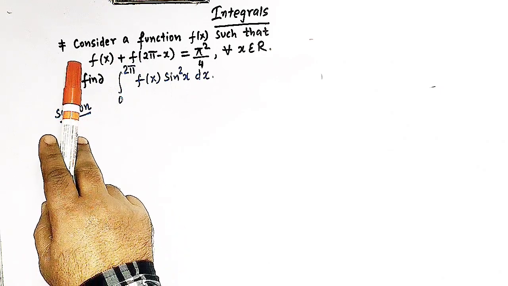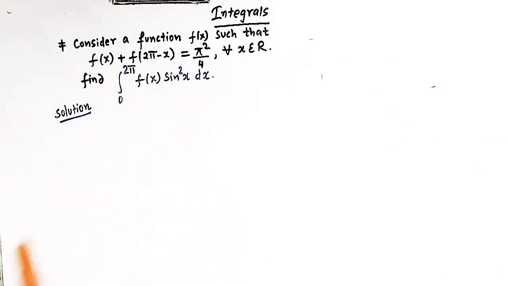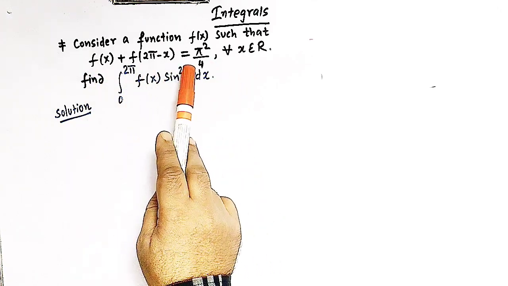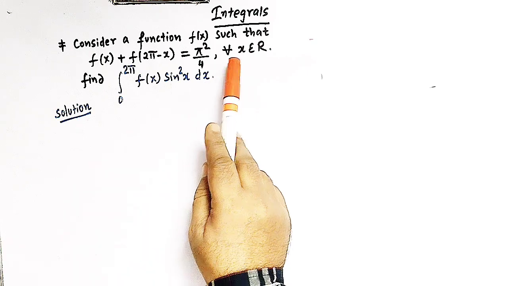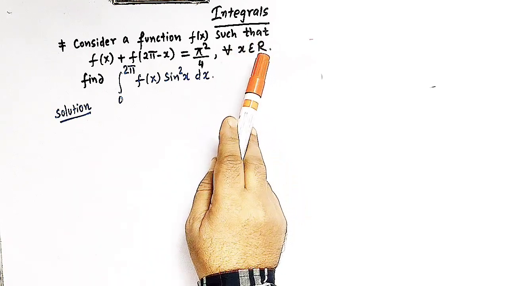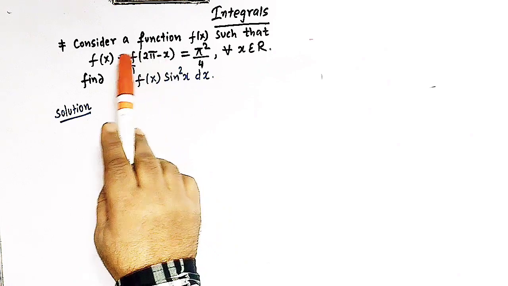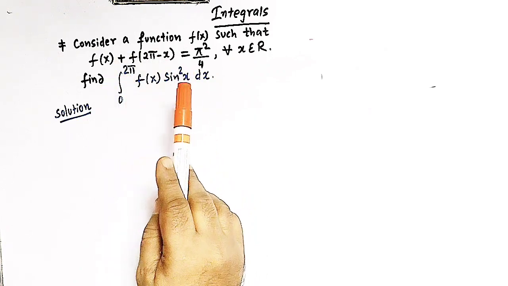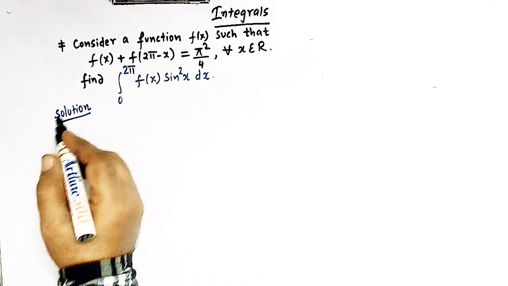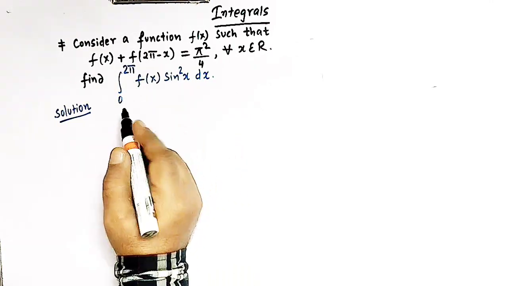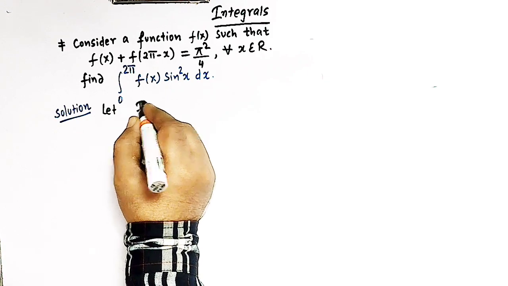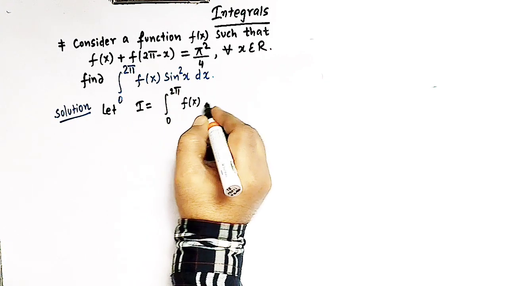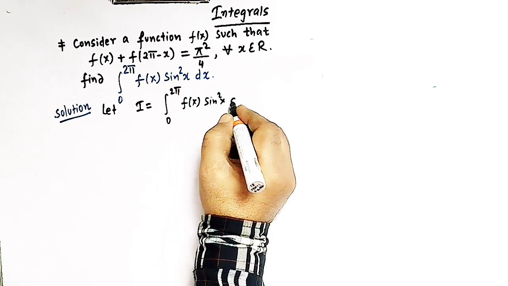And here we have the problem: consider a function f of x such that f of x plus f of 2 pi minus x is equal to pi square over 4 for all values of x belonging to the set of real numbers. Then we have to find out the value of this integral, that is 0 to 2 pi f of x sine square x dx. So now let us first take this integral as I. So here we'll assume I is equal to the integral 0 to 2 pi f of x sine square x dx.